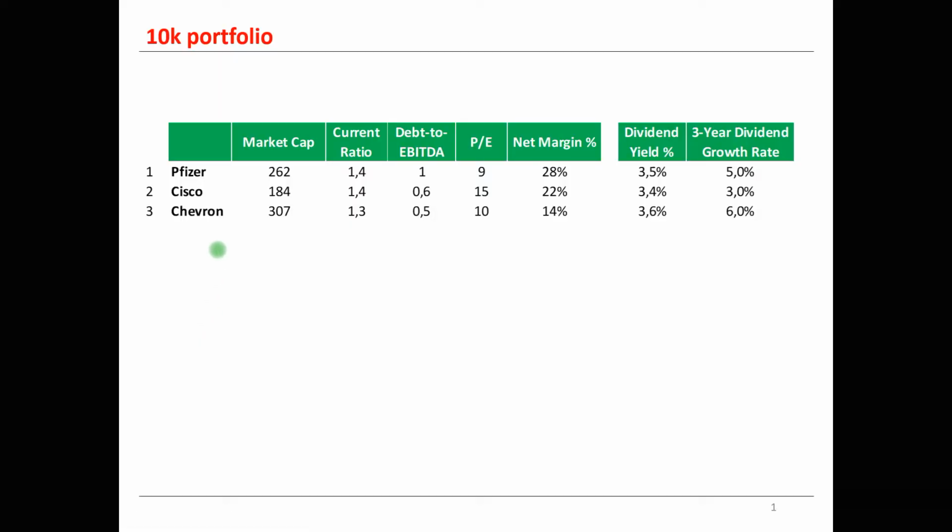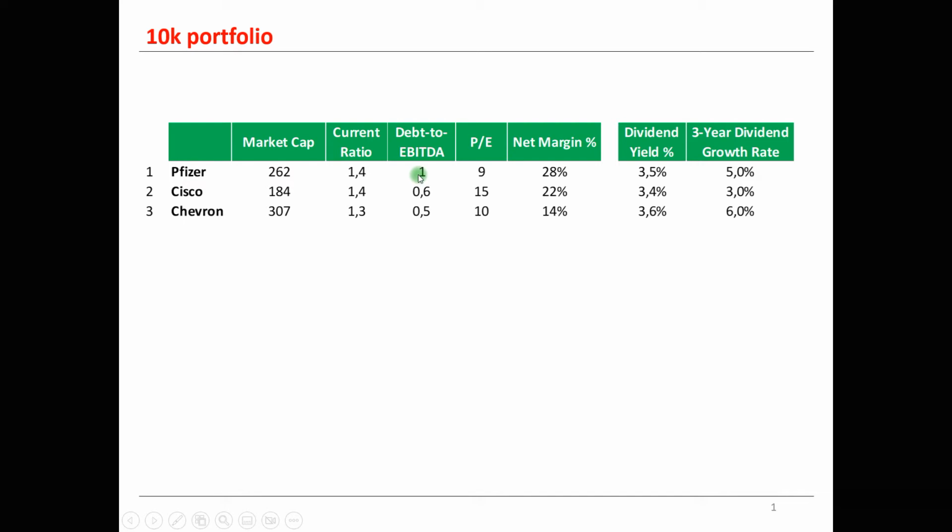I have chosen for you 3 safe dividend stocks. The market cap for all of them is of course more than 100 billion. The current ratio is more than 1, and another parameter which I always consider is the debt to EBITDA. EBITDA is the operational income of the company plus amortization and depreciation. It's better to have not more than 3, not more than 4. So all the companies here are very safe.